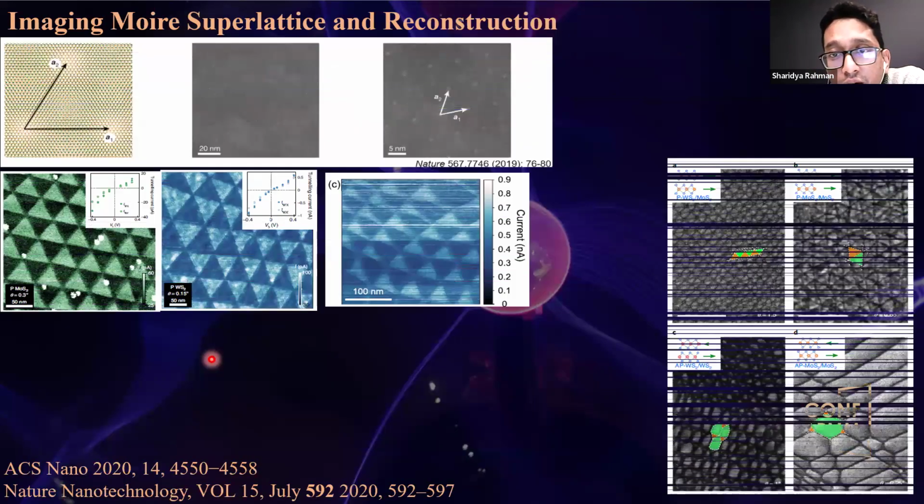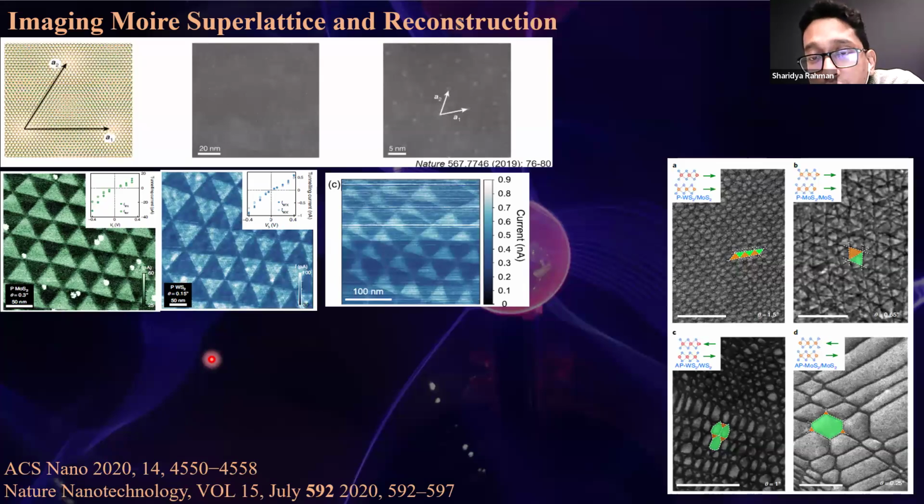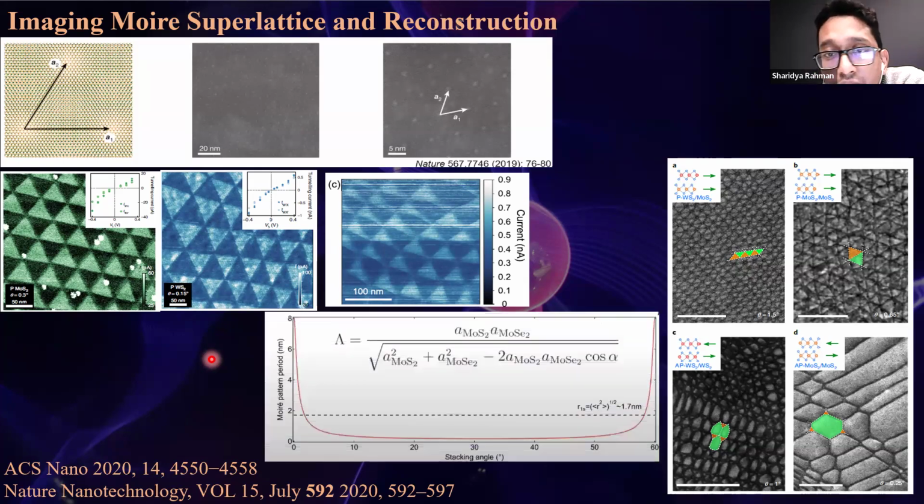So recently, a lot of work has started viewing this kind of Moiré superlattice. They use high resolution techniques like SEM or transmission electron microscopy to see the Moiré superlattice, and it can easily be visualized in different domain formations or different Moiré pattern formations. And in addition, people have also used electrical techniques. For instance, over here, the authors have used conductive AFM mapping to visualize periodic Moiré potentials or Moiré traps. This was investigated in MoS2 and WS2 as well.